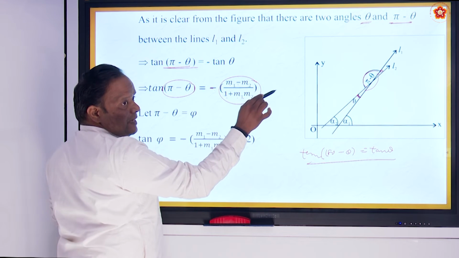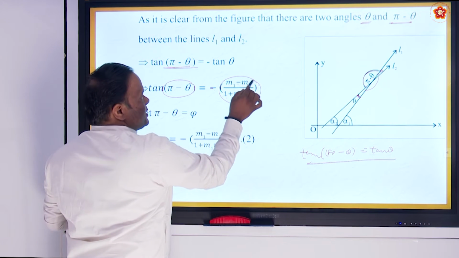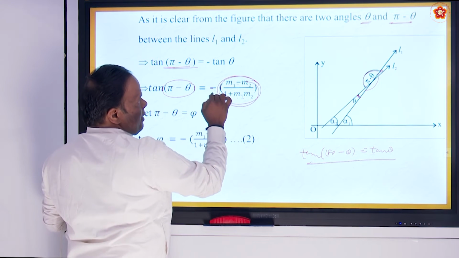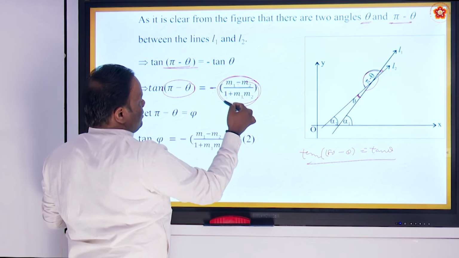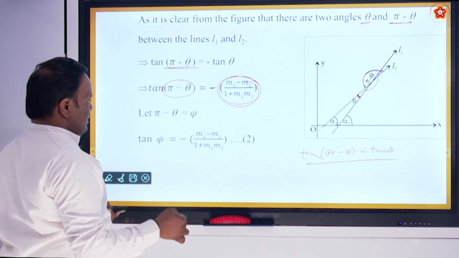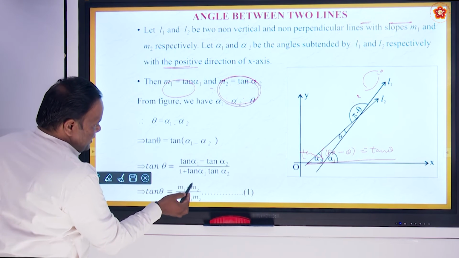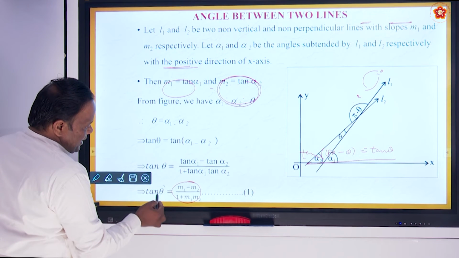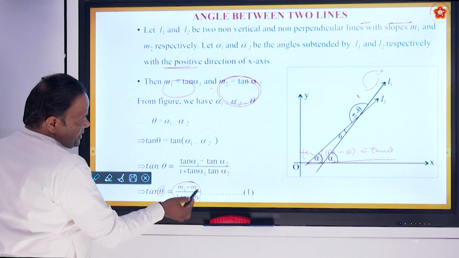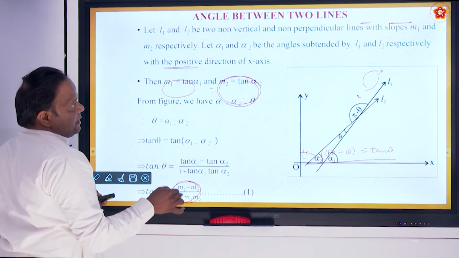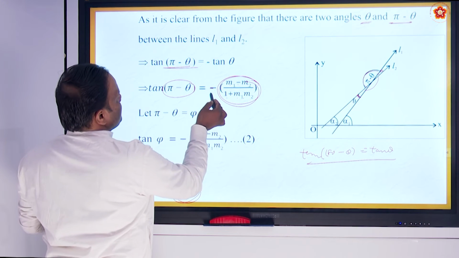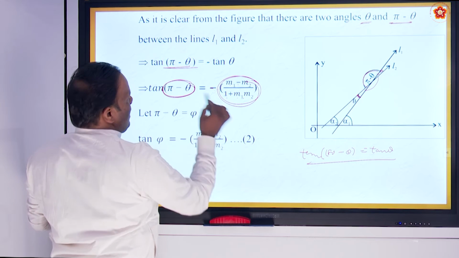Pi minus theta in the figure is the obtuse angle. If this expression value is negative, then the angle is obtuse. If this is positive, as in the previous slide, then theta is the acute angle. If this expression value is positive, then theta is acute. If this is negative, the angle between the two lines is obtuse.